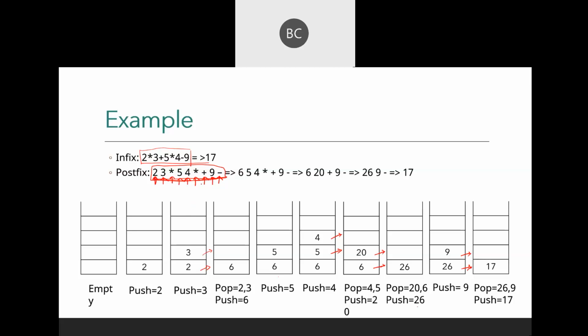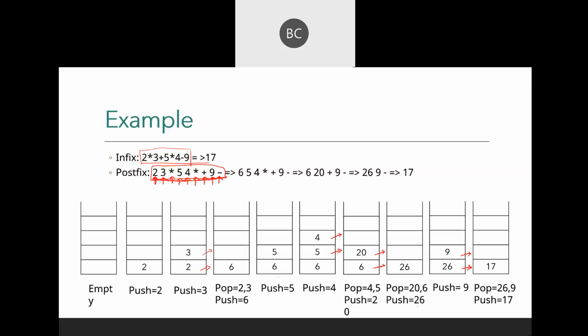Is this example clear? Whenever it sees an operand, it pushes to the stack. First I got two numbers, so I just push. Next I got an operator which is multiplication. So I will pop out the top two operands and perform the operation, which is multiplication. After that the result will be pushed back to the stack again.